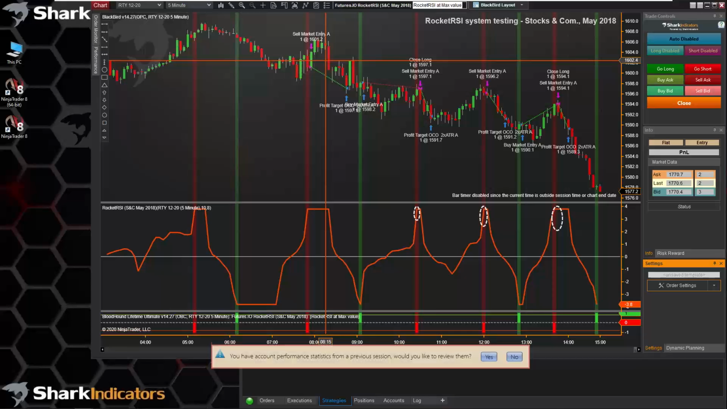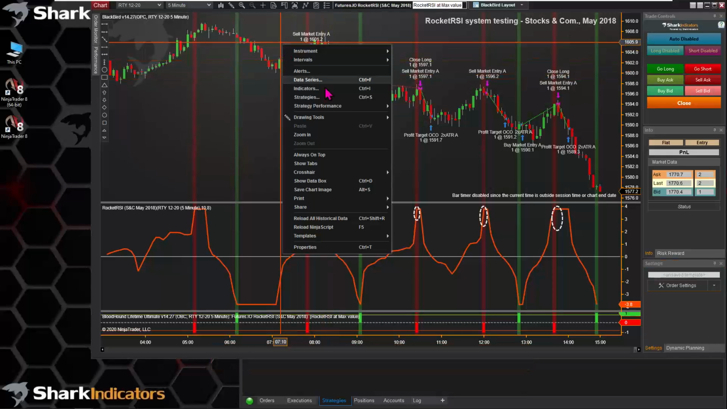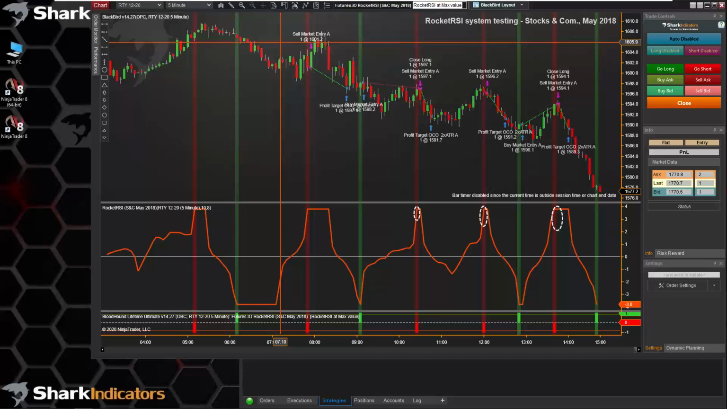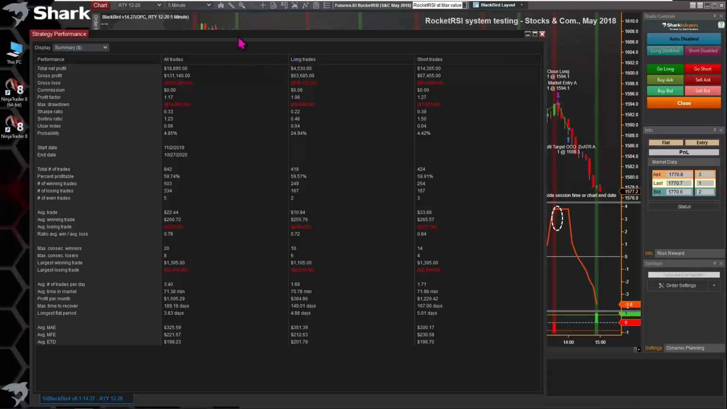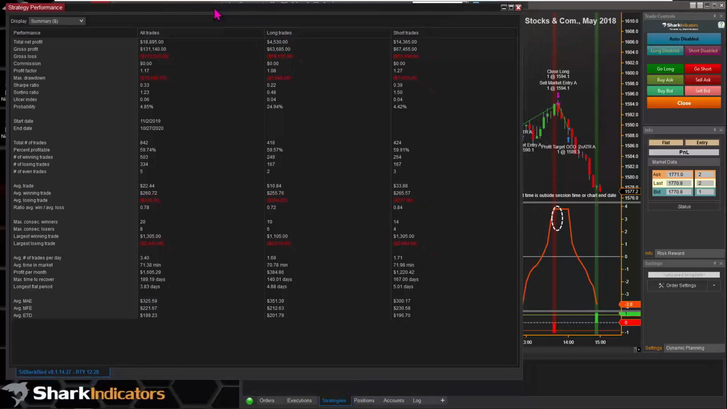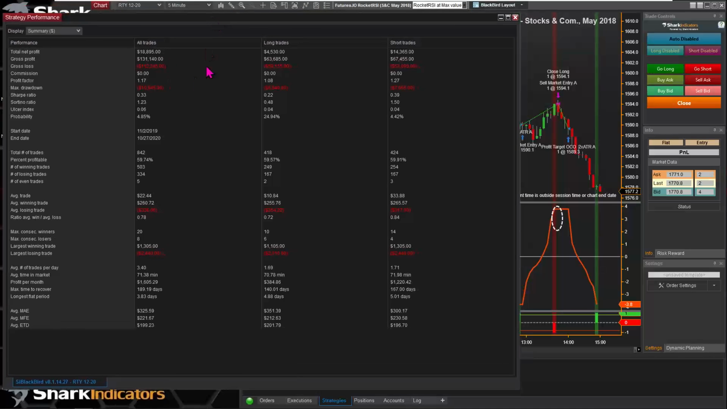While that's happening, I'm going to answer a quick question. Jay Carton is asking whether or not our software, Bloodhound or Blackbird, will work with third-party indicators. The answer is yes. It will work with any indicators installed on your computer, as long as they output a plot or some sort of data that can be read in, which is the vast majority of indicators.